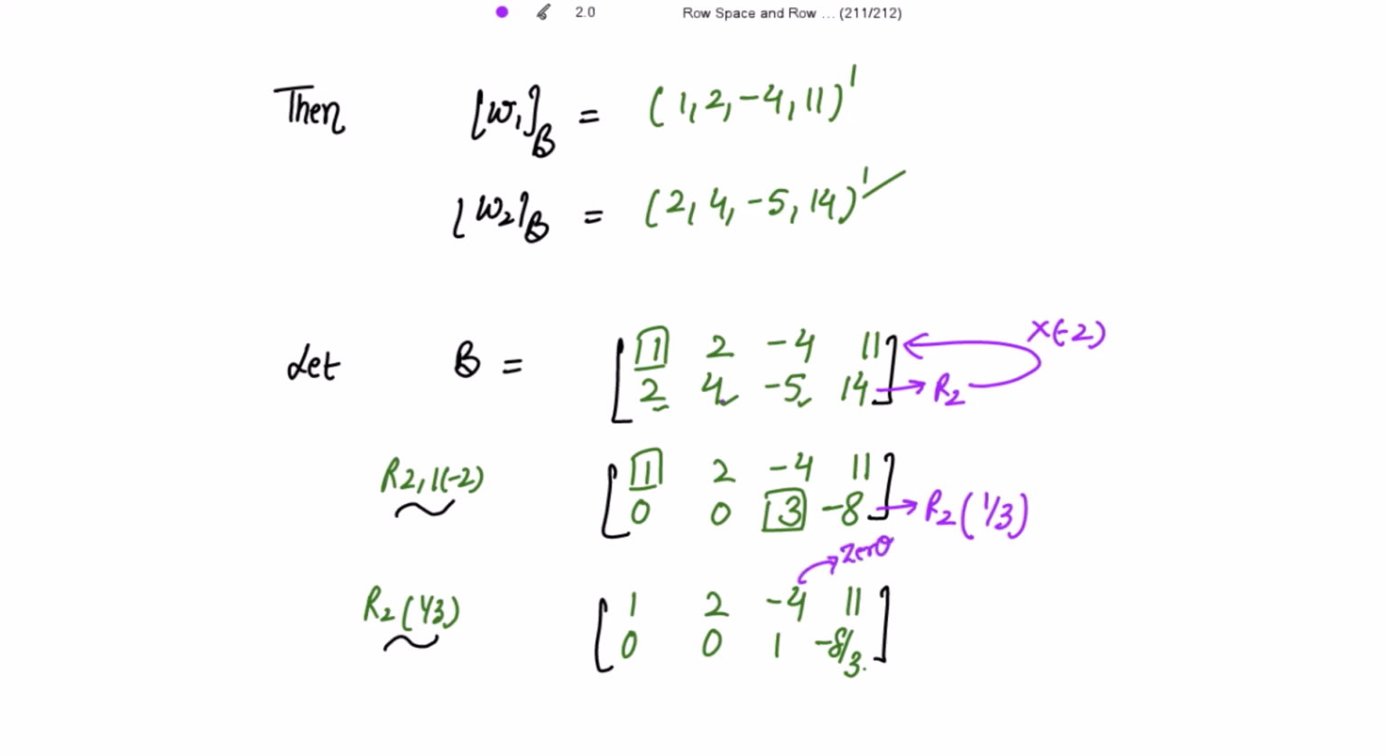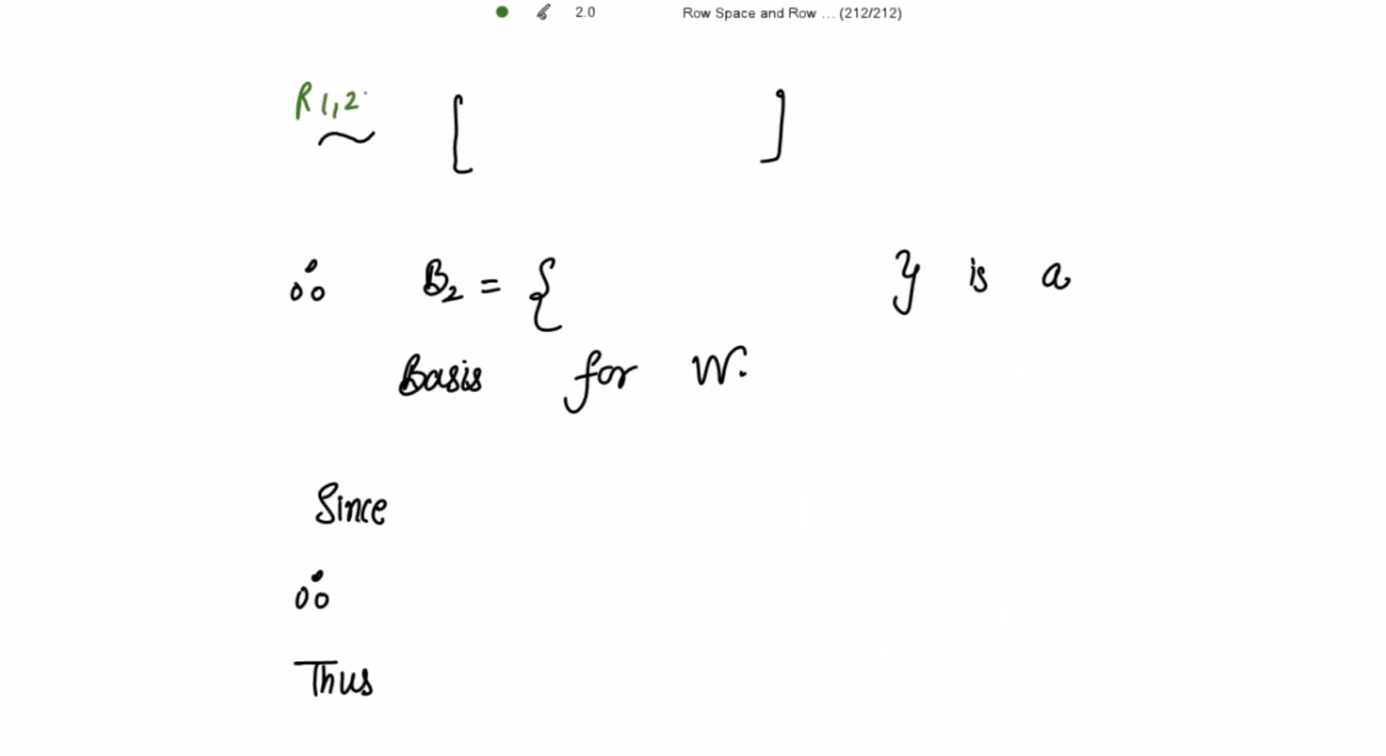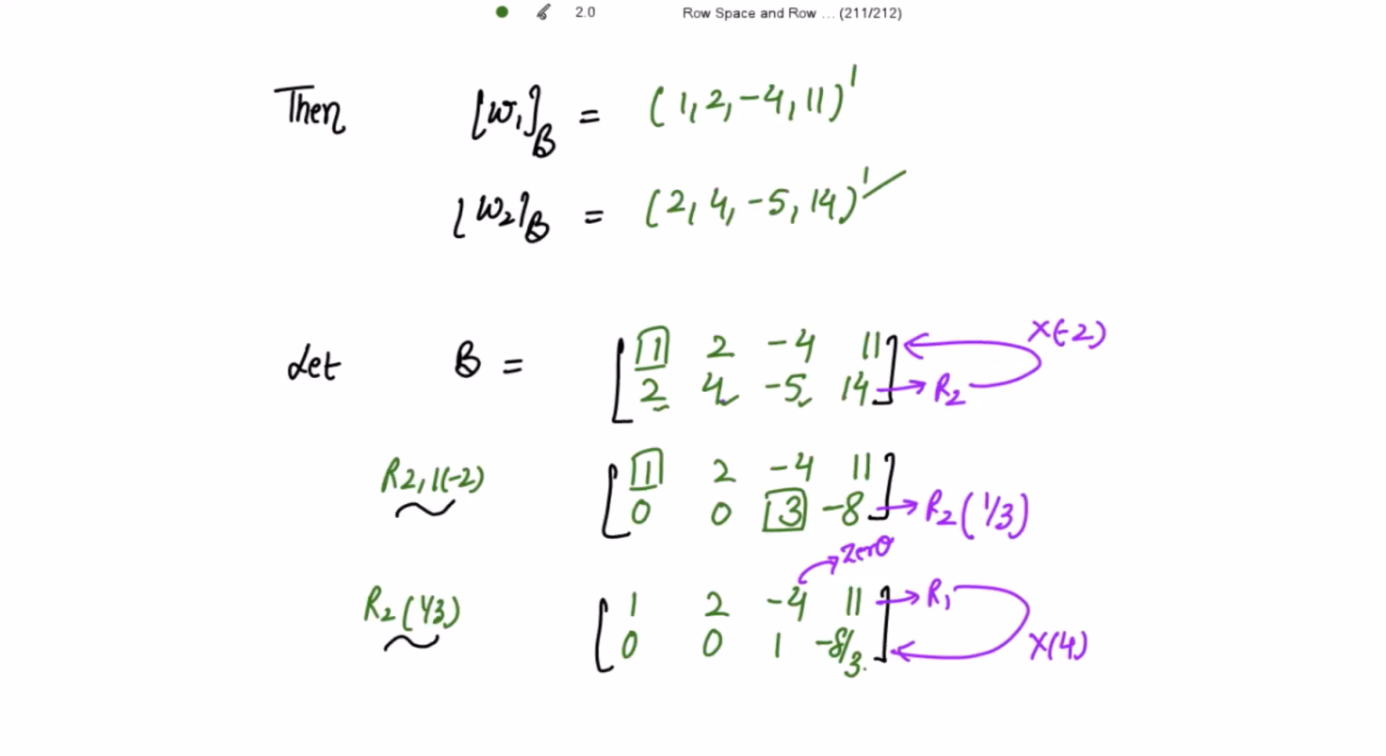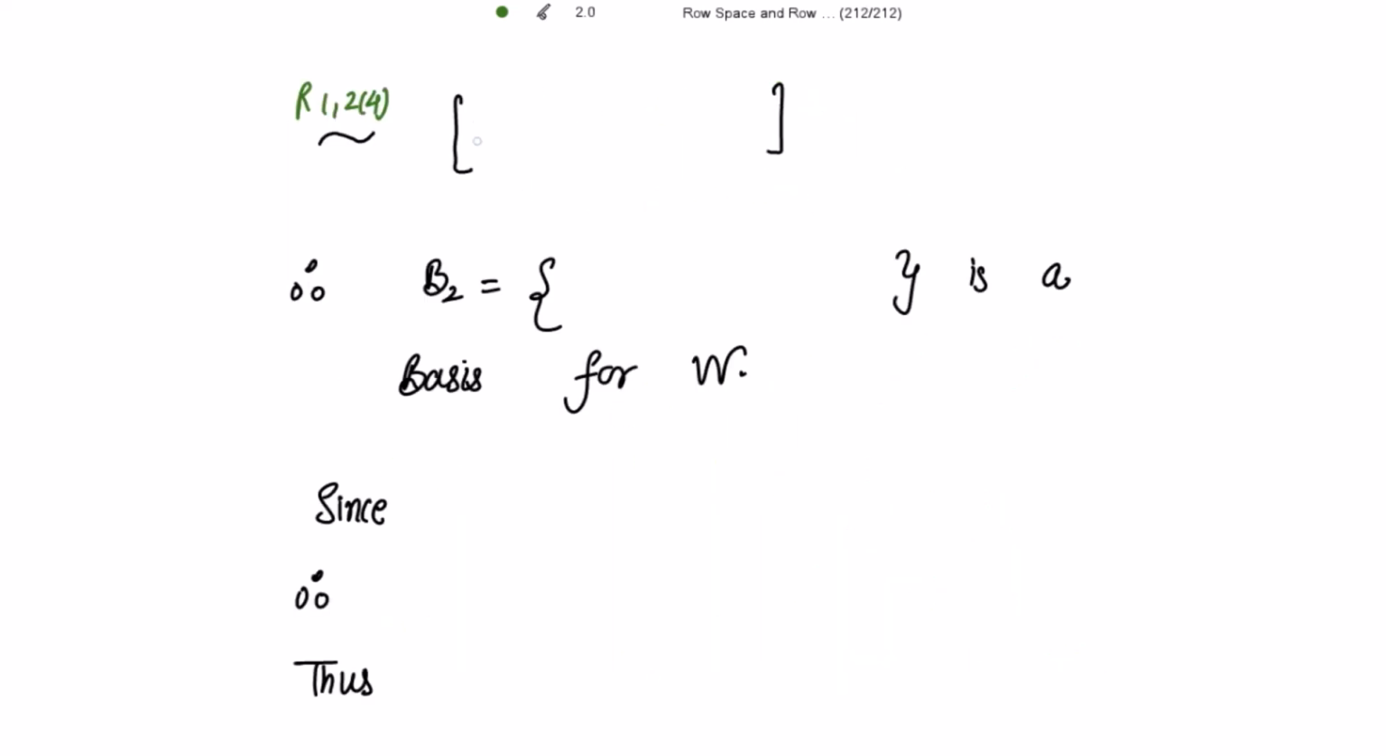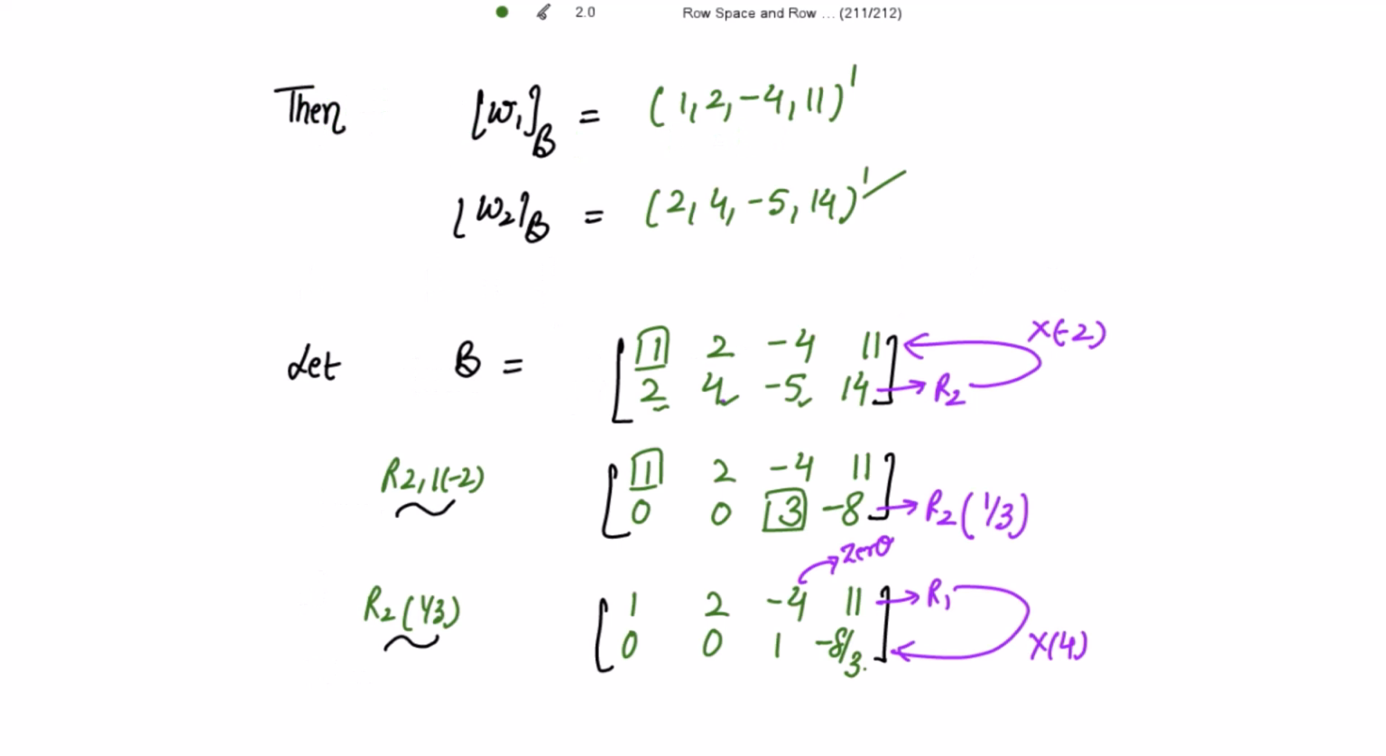For that, row 1 needs to be changed and adding its elements to the row 2, but row 2 should first be multiplied with 4 to get 0 in place of -4. So row 1 needs to be changed. Writing the row 2 as it is. So it is 0, 0, 1, -8 over 3. Applying the row operation on row 1.